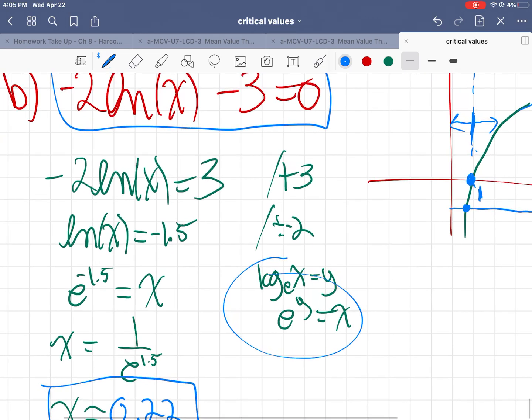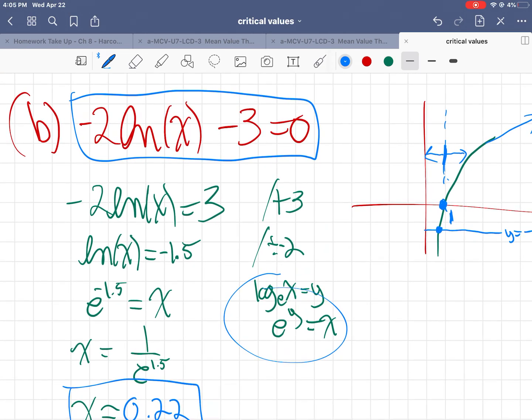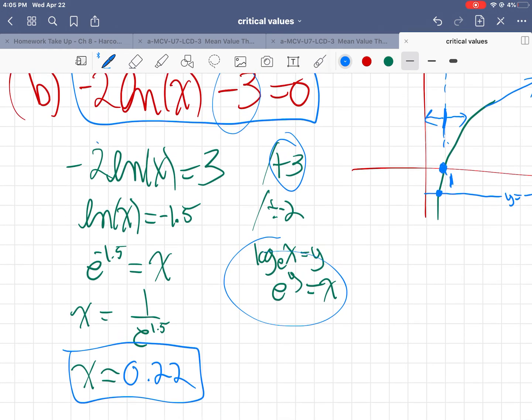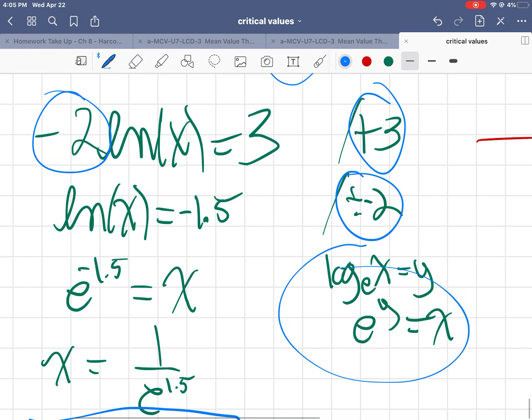So just basic inverse operations to begin. Because of that minus 3, I'm going to add 3 to both sides. And then because of that negative 2, I'm going to divide both sides by negative 2. And I end up with this. ln x equals negative 1.5. How do I solve that?